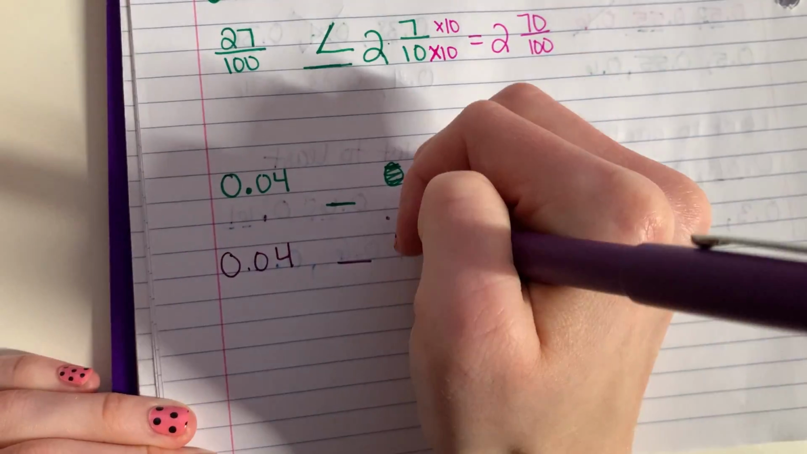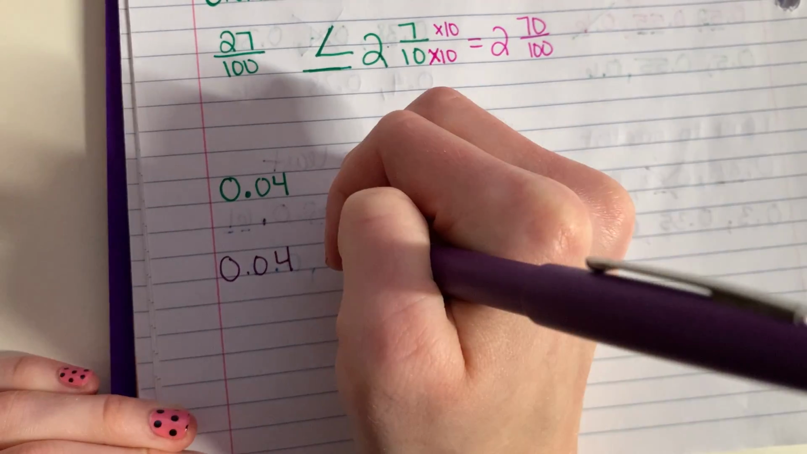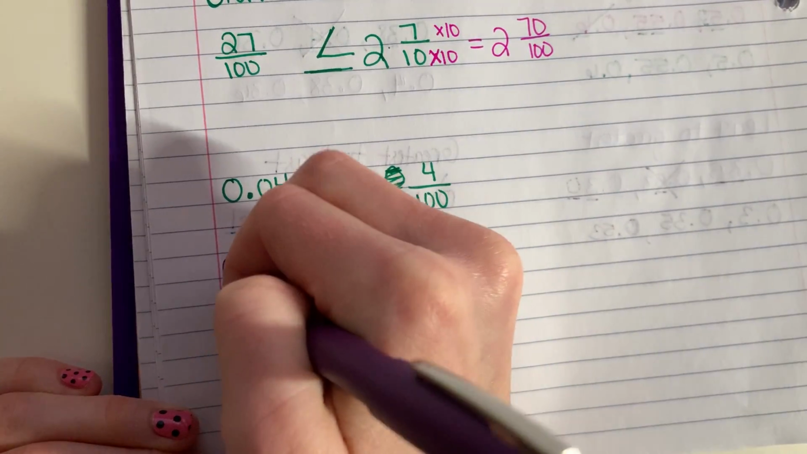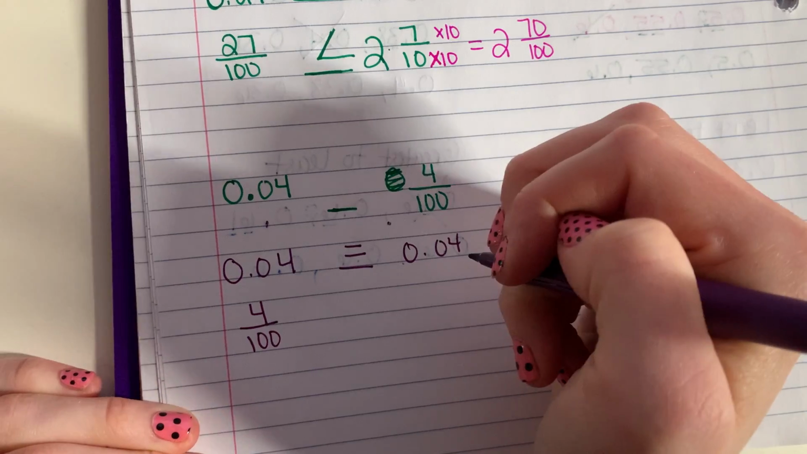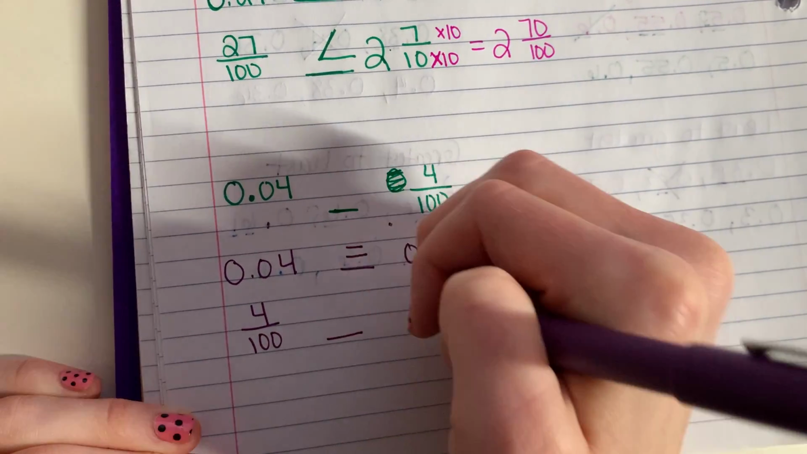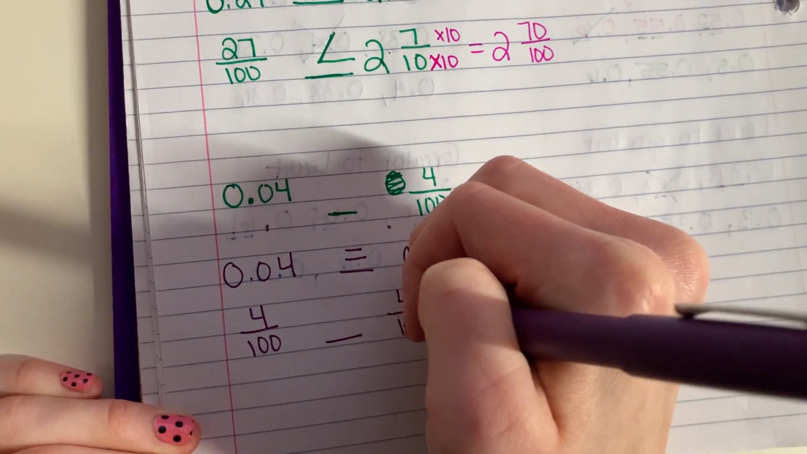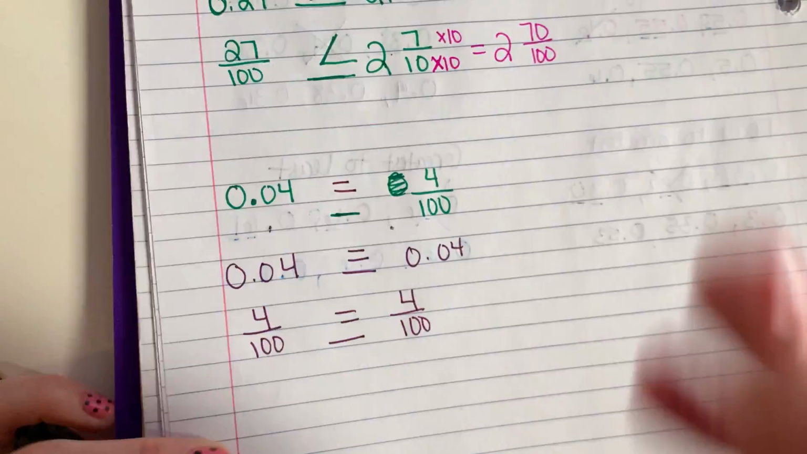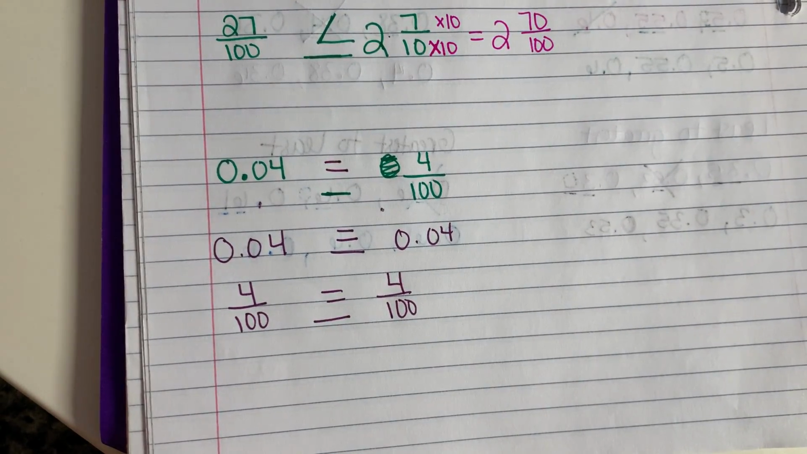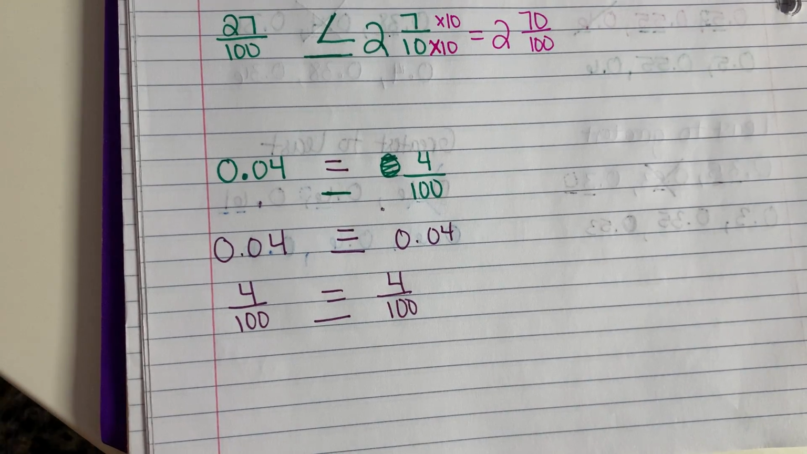4 hundredths, and this decimal is 4 hundredths. Looks like they're equal. If I wanted to turn them both into a fraction, they would again be the same. So in this case, they were just the same number, one in decimal form and one in fraction form.